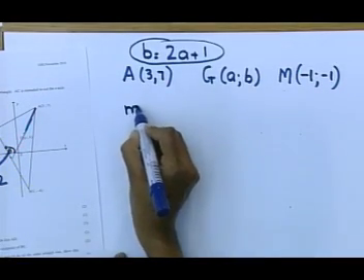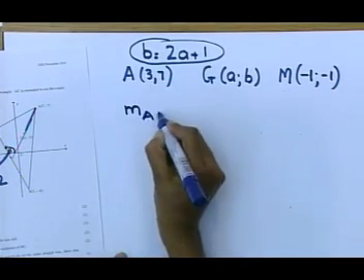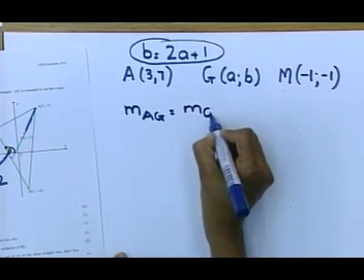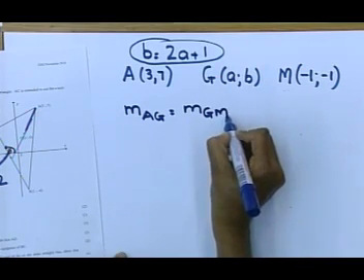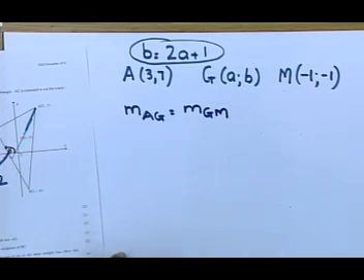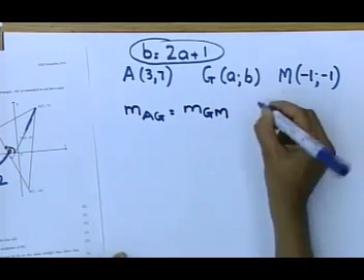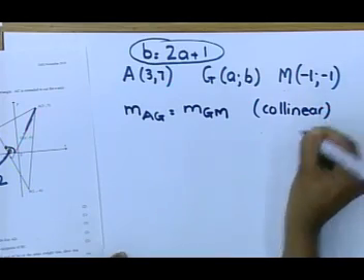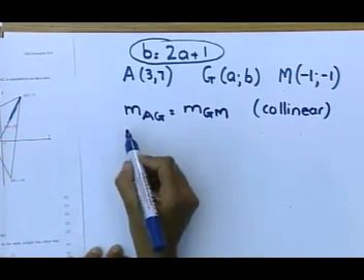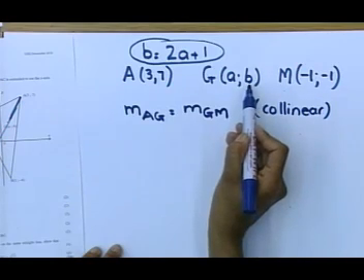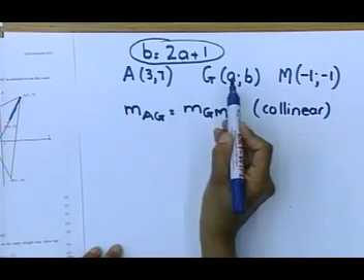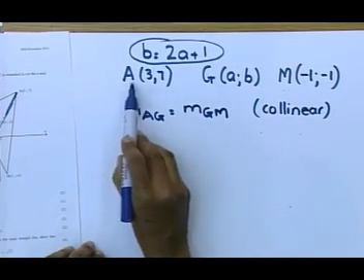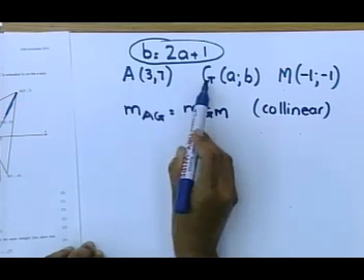The gradient of AG is equal to the gradient of GM. Why am I writing this down? Because they are collinear. I'm ready to substitute now. Remember, your substitution is y2 minus y1 over x2 minus x1. So just follow me closely, I'm first going to work out the gradient of AG.